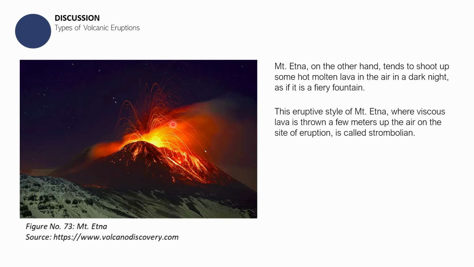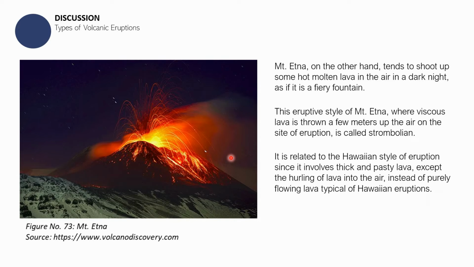This eruptive style of Mount Etna, where viscous lava is thrown a few meters up in the air, is called Strombolian. In Hawaiian, the hot molten magma is thick and flowing. Whereas in Strombolian, the molten lava shoots up a little into the air, a few meters up. So you can expect the magma here to be a bit thinner.